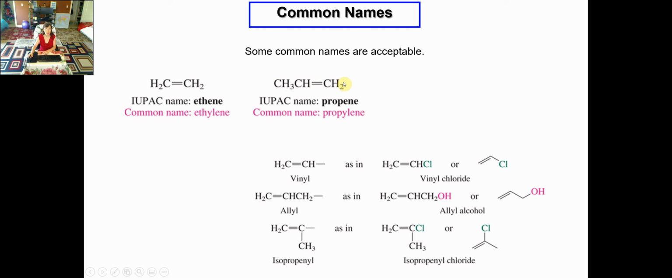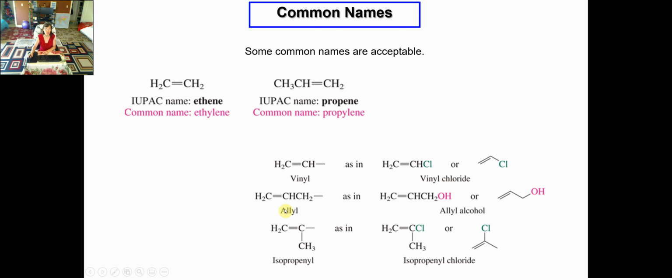You have this compound, 1, 2, 3. It's a propene. You also call it propylene. And also we have something called vinyl groups, such as this CH2 double bond CH. This is called a vinyl group. If you have a Cl, chlorine, connected, you name it as a chloride. This molecule is called vinyl chloride.